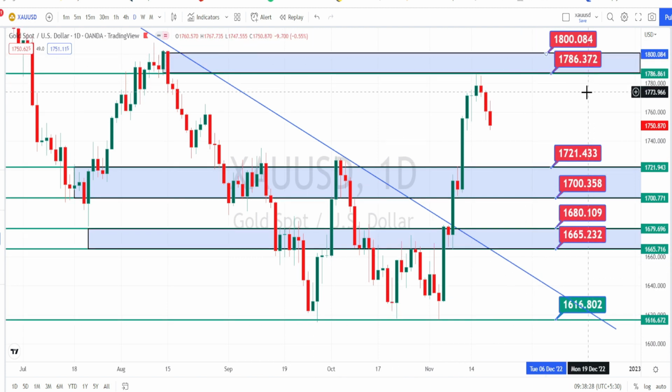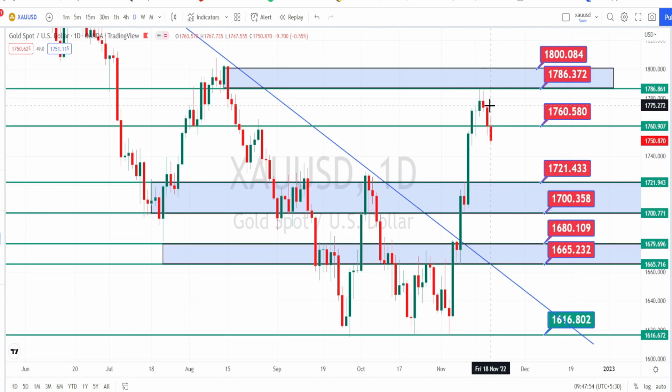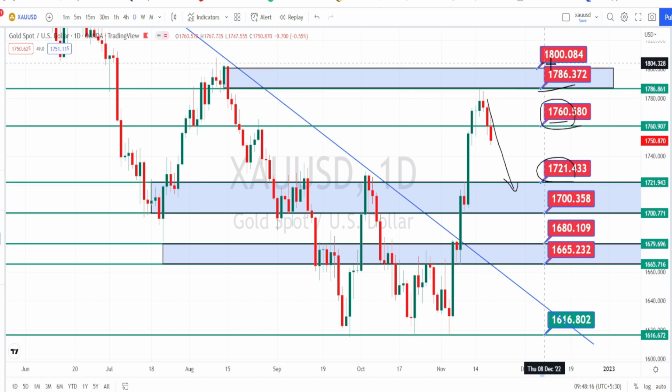And this area between 1800 to 1785 or 86 is going to be acting as a very strong resistance zone if the price action bounces back on the bullish side retracement. So the current trend of the price action in daily time frame is on a bearish trend. Next level of support is going to be around 1721, and only when the price action breaks the resistance level of 1760, we can expect it to retest the resistance level of 1786 and 1800.